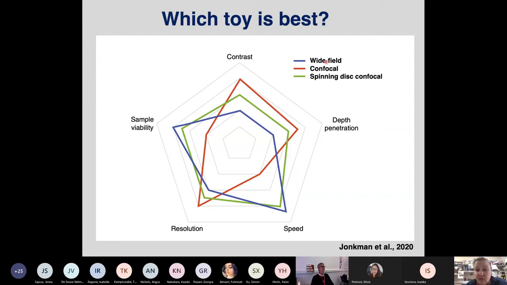And what you can see from these lines in blue is that a wide field is great for speed, it's great for living cells, but for resolution it's not so great. Whereas a confocal is obviously better for resolution, but the cells are not keen, and so on and so forth.